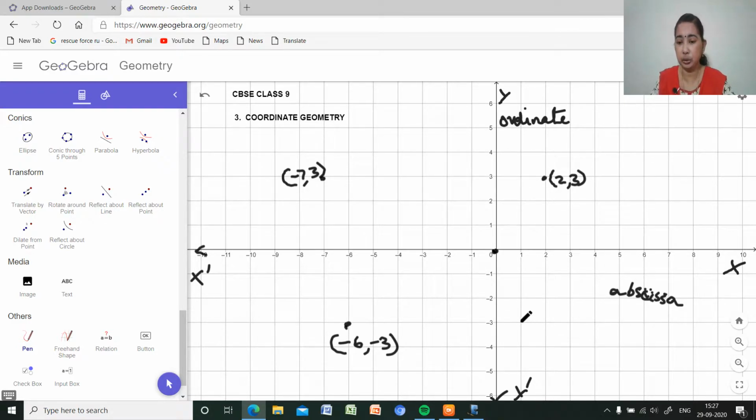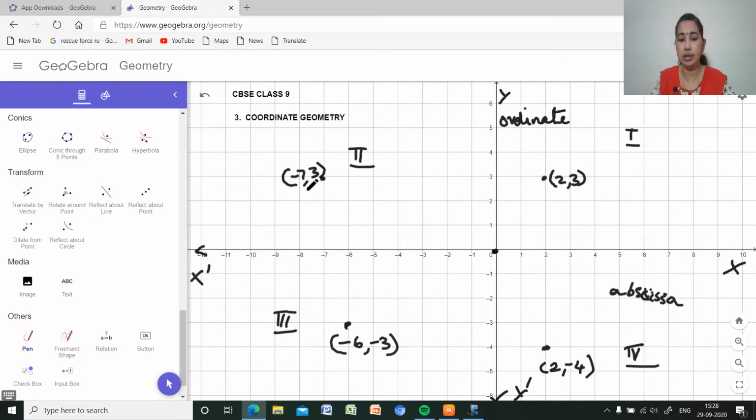Whereas in the fourth quadrant, the x value will be positive and the y value will be negative. The meeting point of the line through 2 and the line through minus 4 is (2, minus 4): the x value is 2 and the y value is minus 4. This is the first quadrant, this is the second quadrant, this is the third quadrant, and this is the fourth quadrant.